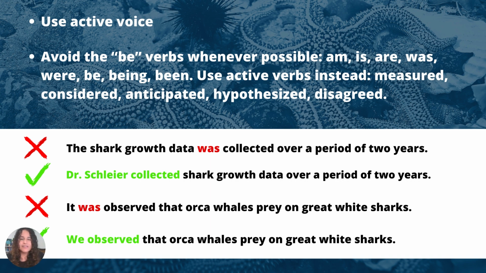So for example, instead of saying the shark growth data was collected over a period of 2 years, it's more engaging to say Dr. Schleier collected shark growth data over a period of 2 years. It also makes it a little bit more personal, and you introduce those characters to the audience. Instead of saying it was observed that orca whales prey on great white sharks, we observed that orca whales prey on great white sharks. So it's through research, talk about you too, right? So we observed that orca whales prey on great white sharks. That is much easier to read.